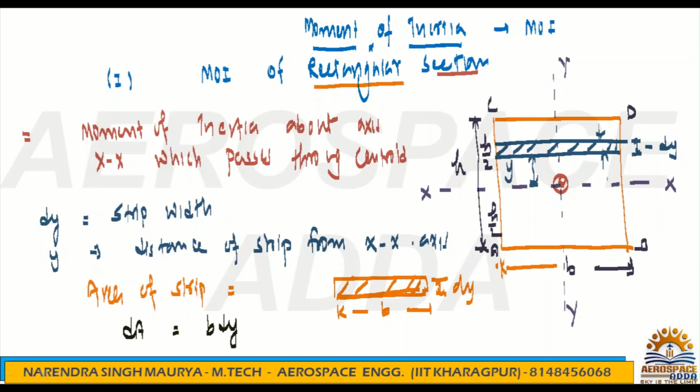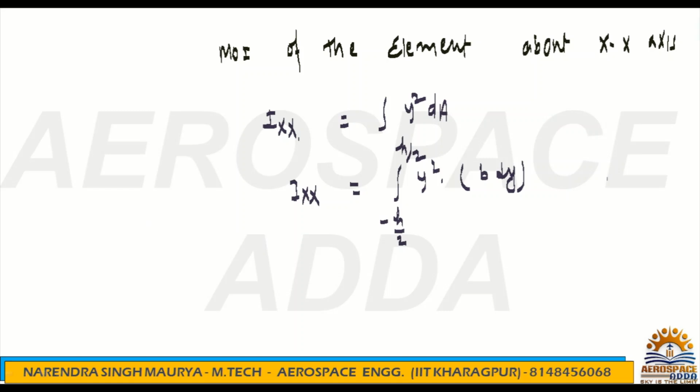So I told you this strip moves vertically from AB to CD. Total length, if you check, is h, and the x axis is passing through the centroid. So upward side it will be h by 2, and downside it will be h by 2. Downside you take a negative sign because it is below the reference line, and h by 2 on the upward side is positive. So this will be the limit.